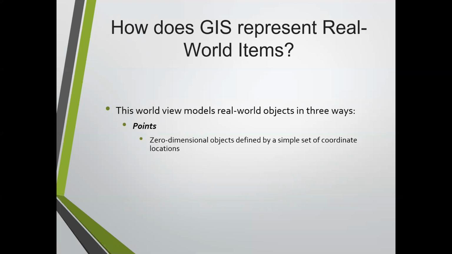And points are referred to as zero-dimensional objects. So a zero-dimensional object is one that is defined by just a simple XY location, or possibly XYZ. Okay? That's considered zero-dimensional. And as we said, things you could model as points would be manholes, catch basins, stop signs, fire hydrants, those kinds of things that would probably be considered point objects.